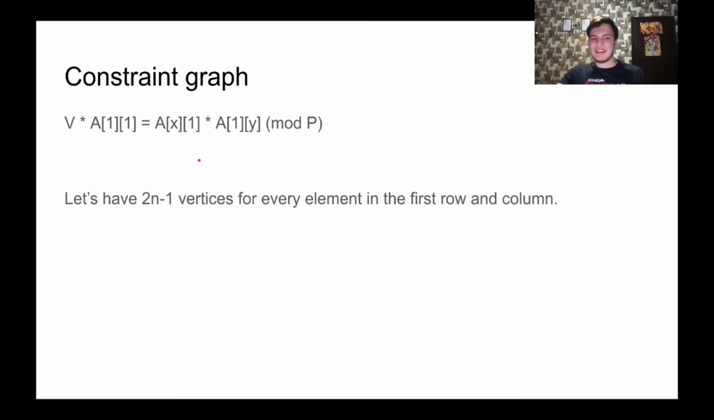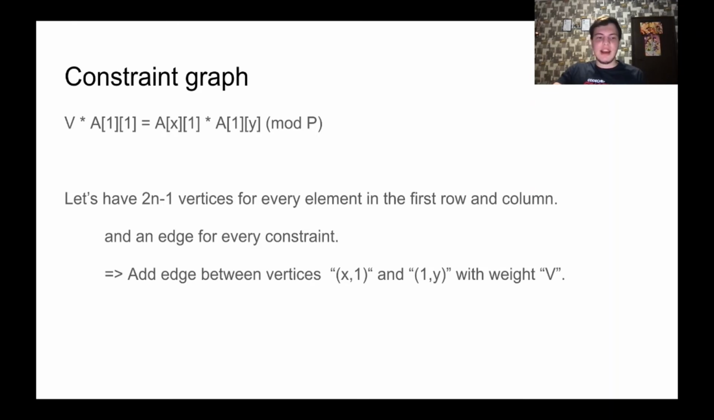So we have those vertices, and an intuitive thing to do is to have the constraints as edges, because we have decided to have all of the cells that we don't know anything about as the vertices, and then the constraints can correspond to edges. If we have a constraint of the above type, let's say that we have an edge between the vertex for the cell x1 and the other vertex for the cell y, the one from the row cells, with weight equal to this v, which is the value of the cell.